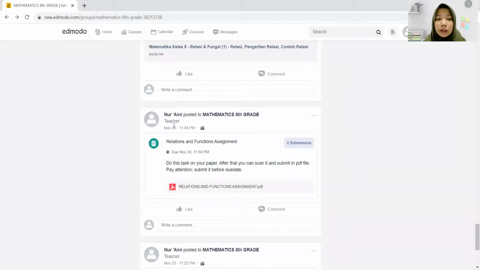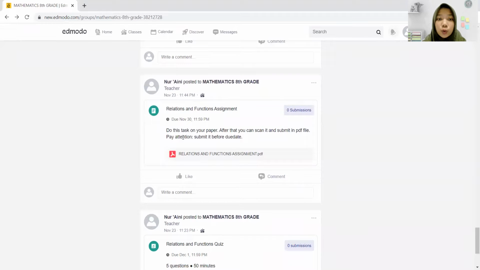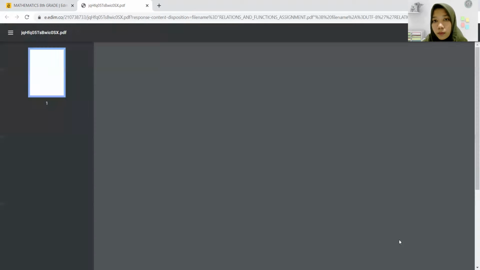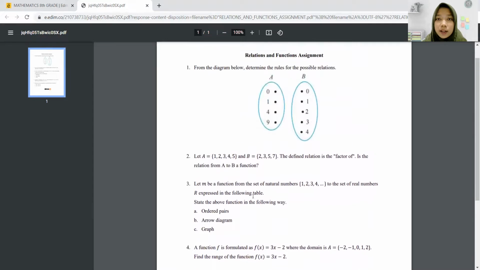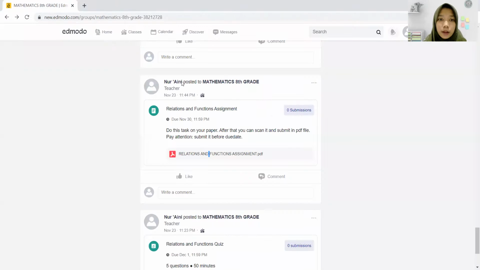Then I give the relations and functions assignment. Do these tasks on your paper. After that, you can scan it and submit in PDF file. Pay attention, submit it before due date. So this is students can open the assignment. There are 5 questions in this assignment.